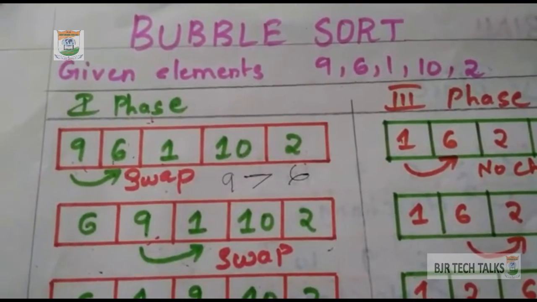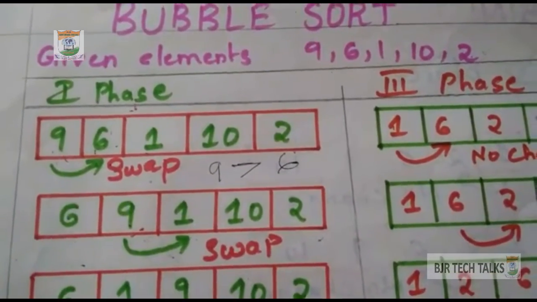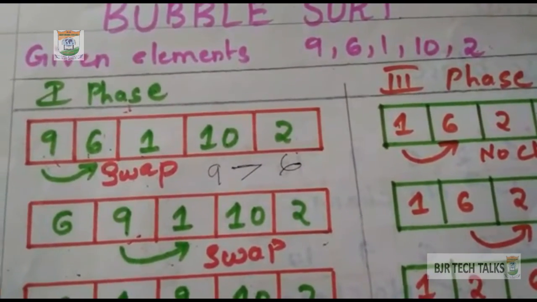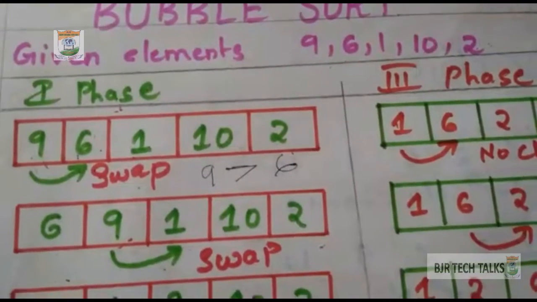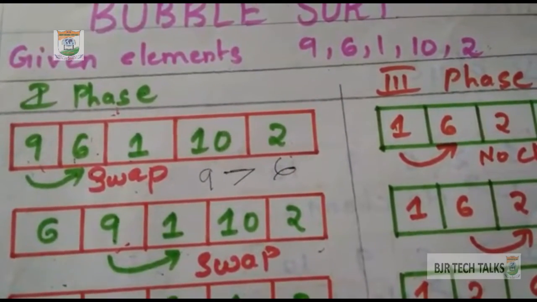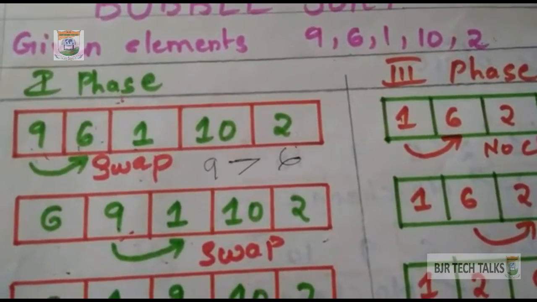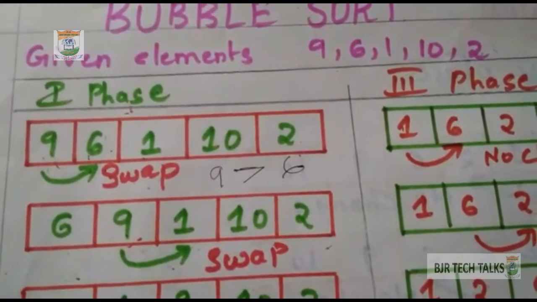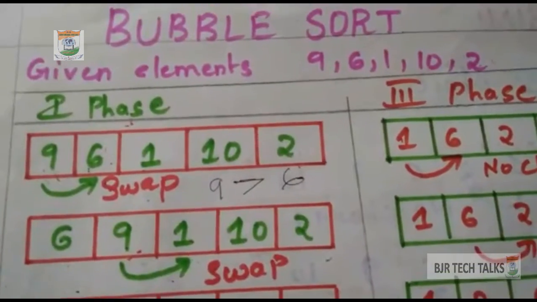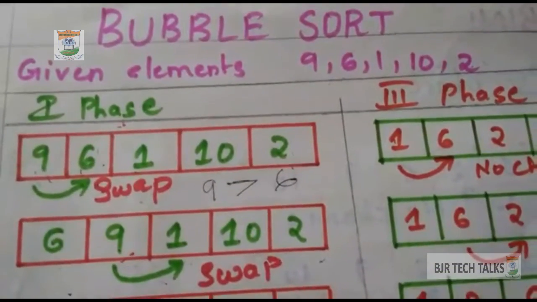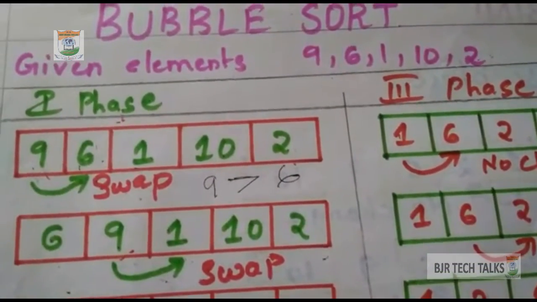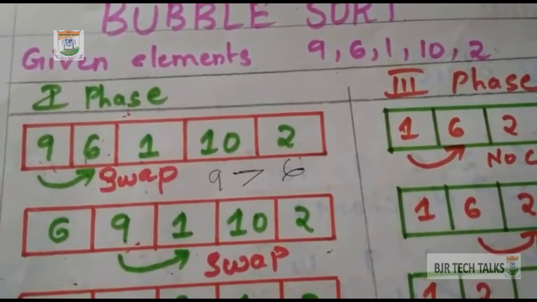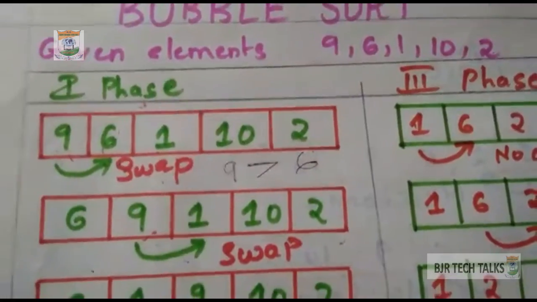Bubble sort is also called sinking sort, and it has another sorting technique: after each and every phase, the largest element goes, or bubbles up, to its correct position. So I have taken elements 9, 6, 1, 10, 2. In bubble sort, we have to arrange them in ascending order in their correct position. So I am taking 9, 6, 1, 10, 2 as elements in the first phase.